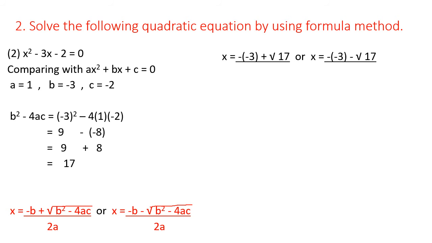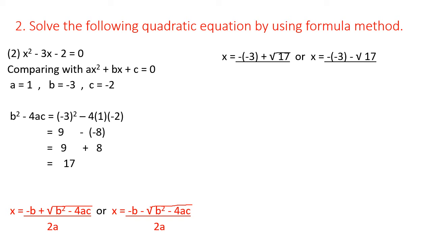As you can see here, minus b: this minus sign is the one outside the bracket, and b is a negative number, so we put that in the bracket. So there are two minus signs. The outer minus sign is of the b, and the value of b is minus 3, which lies inside, plus under root of b square minus 4ac, which is 17. So this would be root of 17.